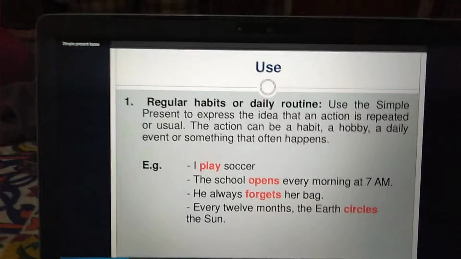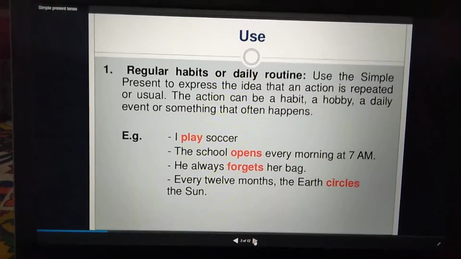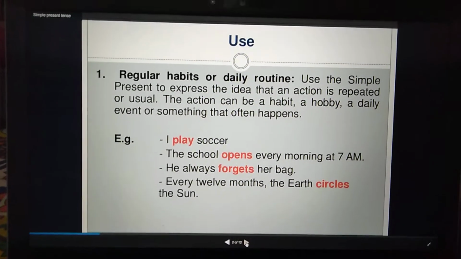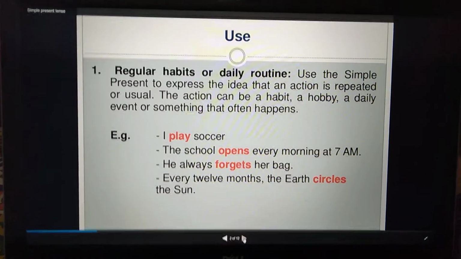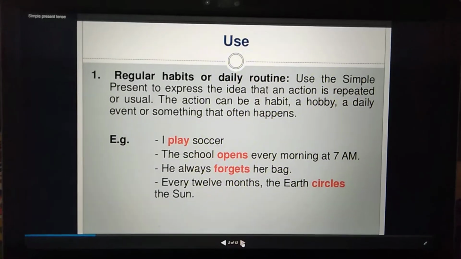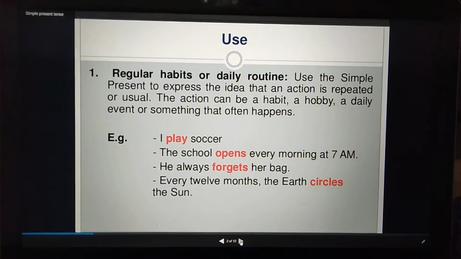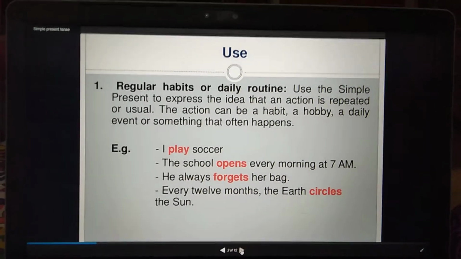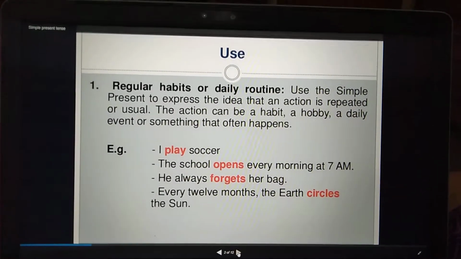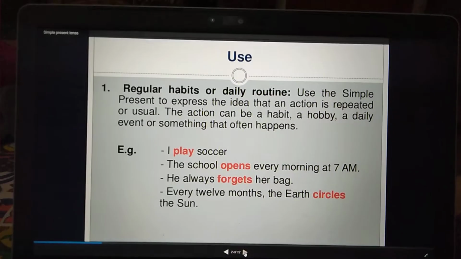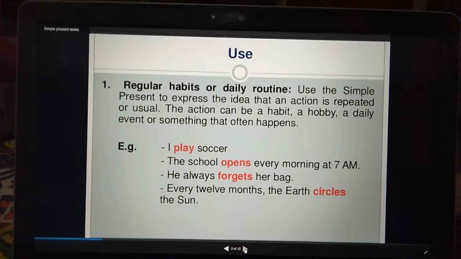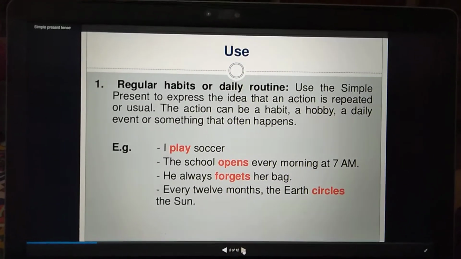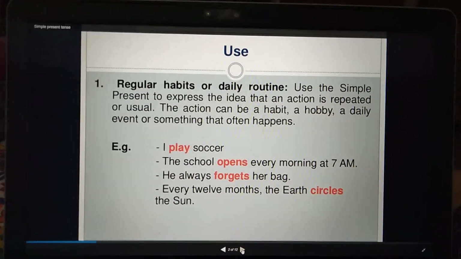Okay. So today our topic is the present indefinite tense, which we also call the simple present tense. First of all, we are going to talk about in which situations, or for which actions, we use the present indefinite tense or the simple present tense. Clear? So the very first use is for regular habits or daily routines. Those actions which are performed on a regular basis or are part of your routine, for those actions we use the present indefinite tense.